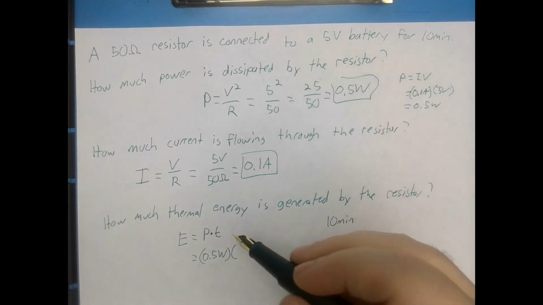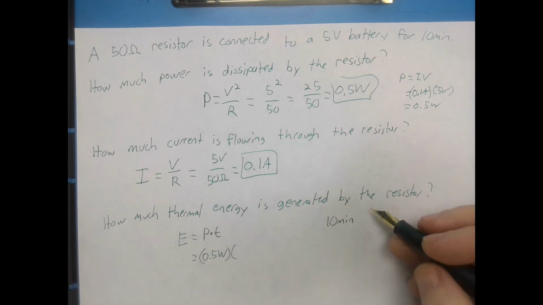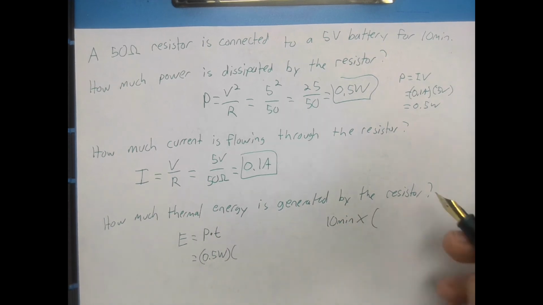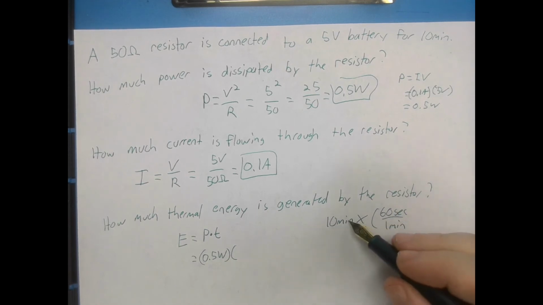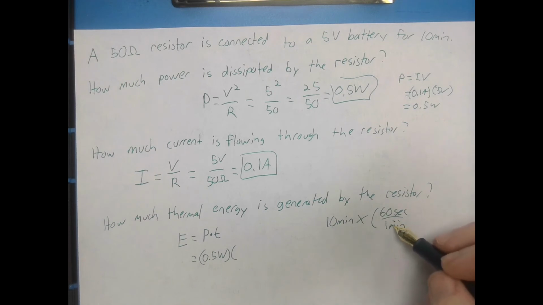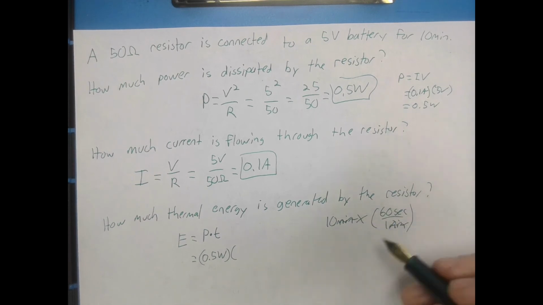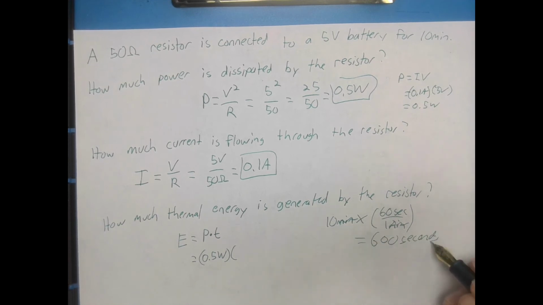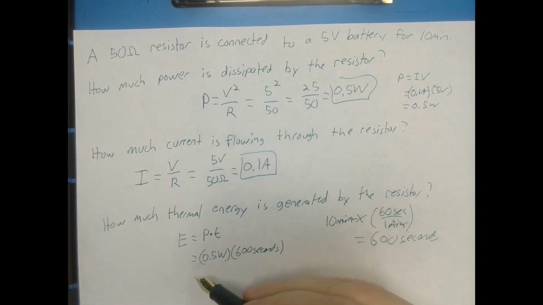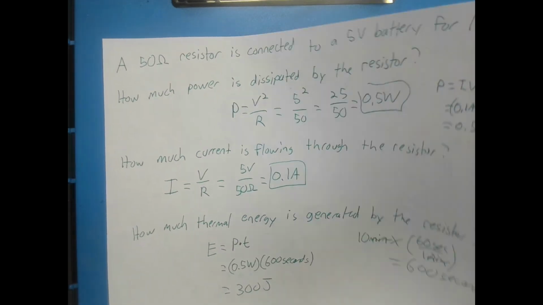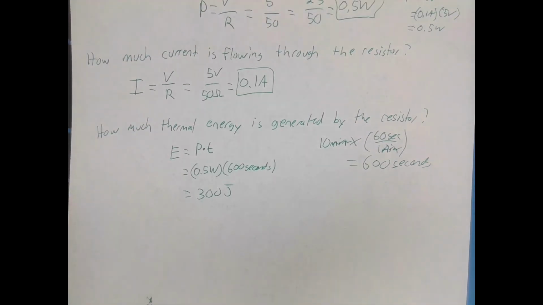But to do energy, we need power in watts and time in seconds. So multiply this by the conversion factor, 60 seconds in 1 minute. A minute in the numerator, a minute in the denominator, cancel each other out. So that's 600 seconds, which gives us 300 joules. Doesn't produce very much heat.